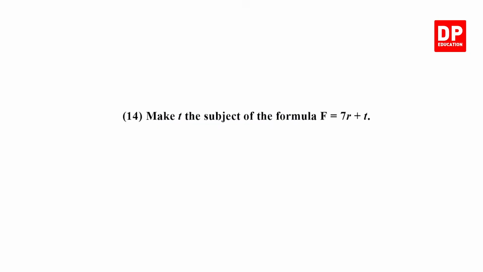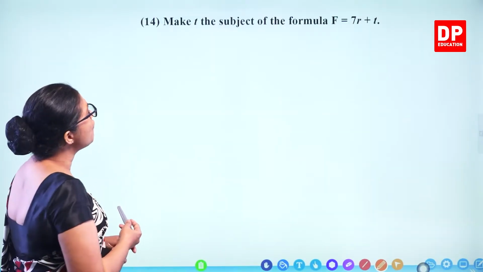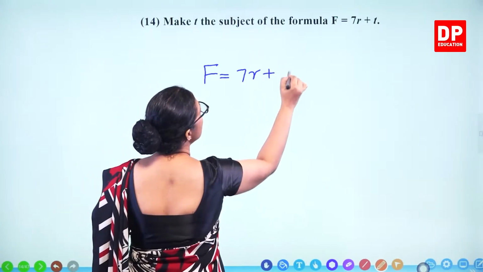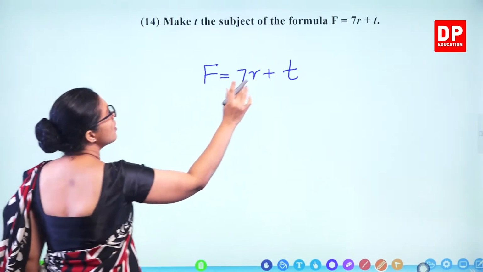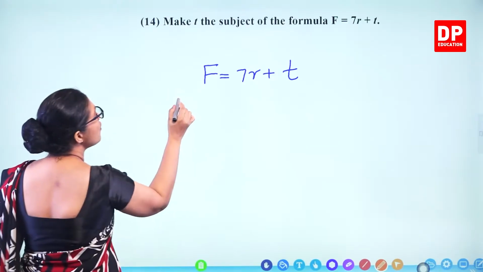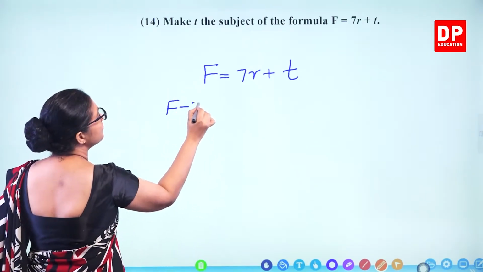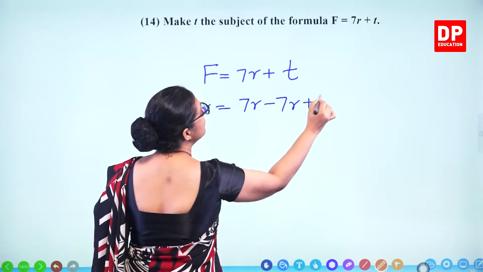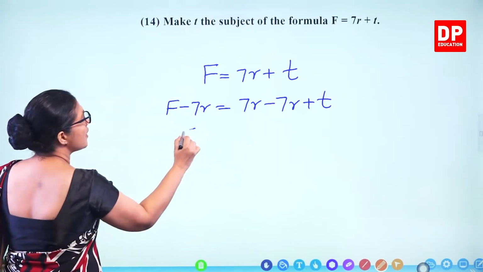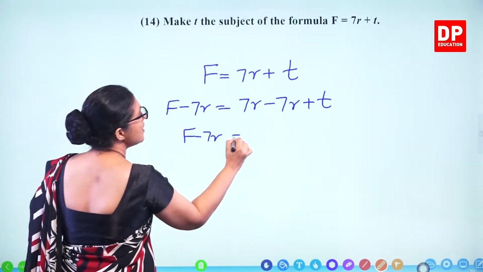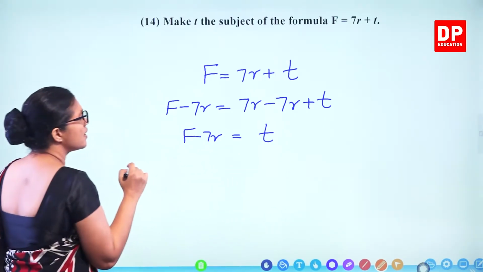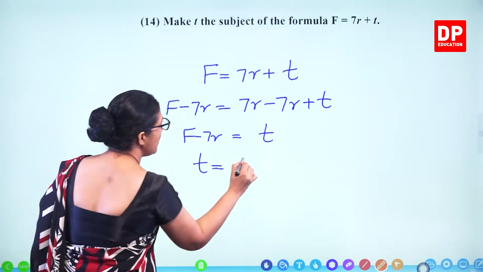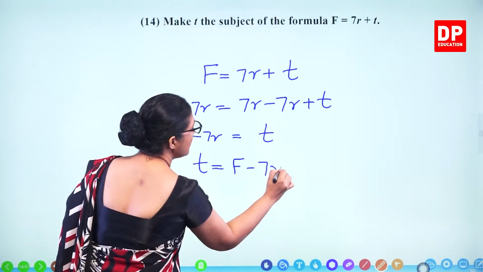Question number 14. Make t the subject of the formula. F equals 7r plus t. So you have to keep t here. So 7r you have to subtract from both sides. Then you get f minus 7r is equal to t. So that's all. I'll write down properly: t equals f minus 7r.